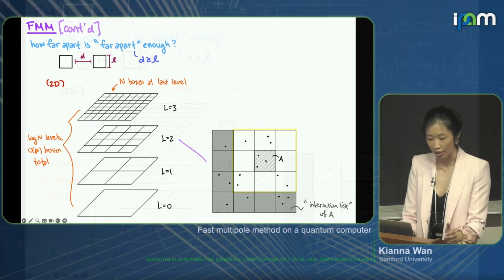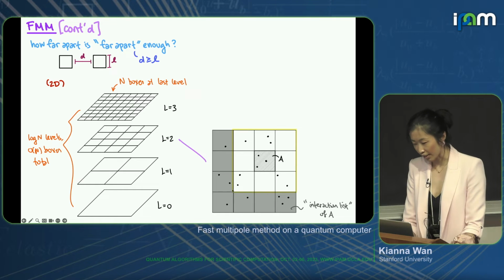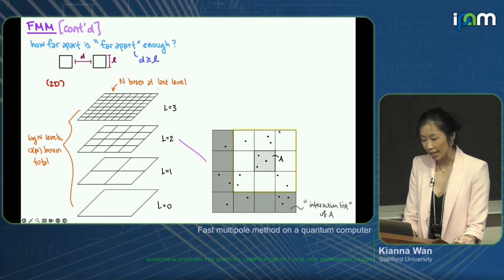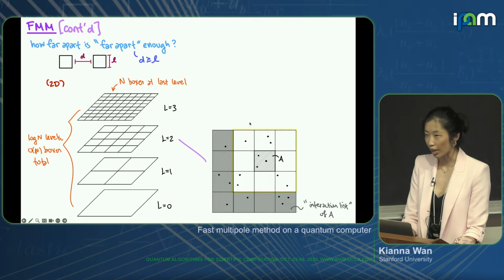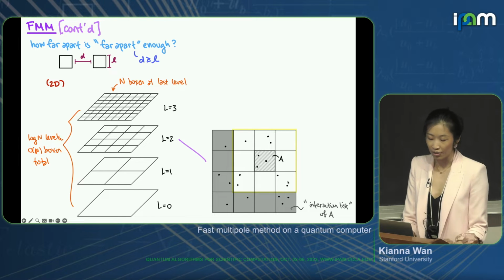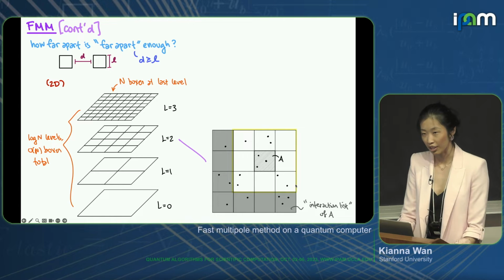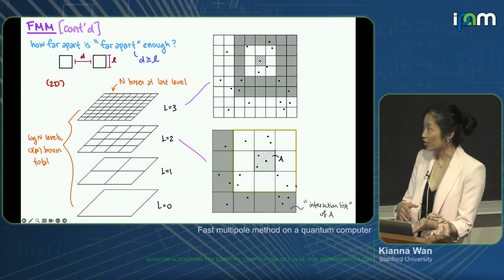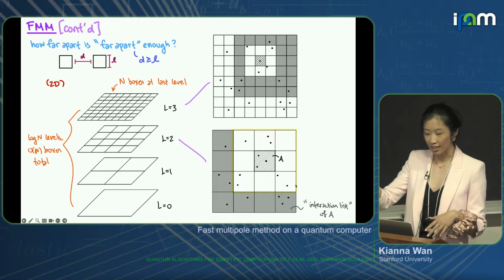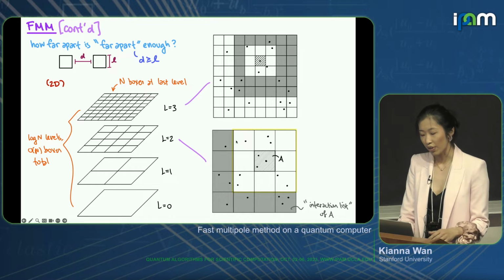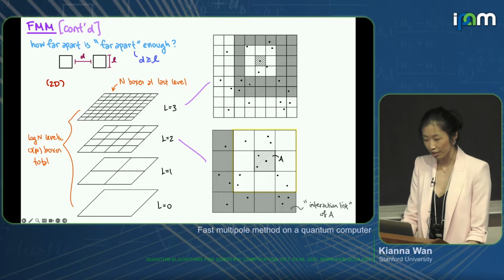Okay, so we approximate the contribution to A from everything in the interaction list, but this doesn't take into account the contribution from these white boxes. We can't use the approximation for these because they're too close. They're direct neighbors of A. So in order to handle this white region, we have to move to the next level, which we get from dividing each box at this level into quarters.